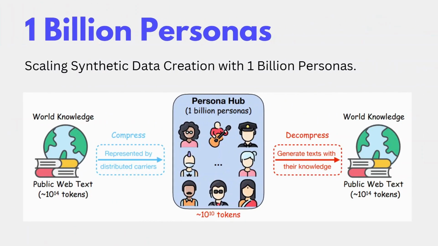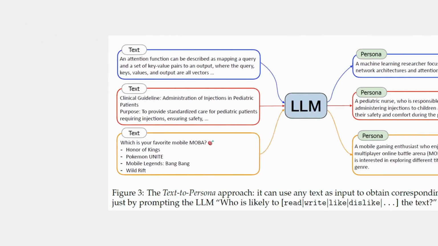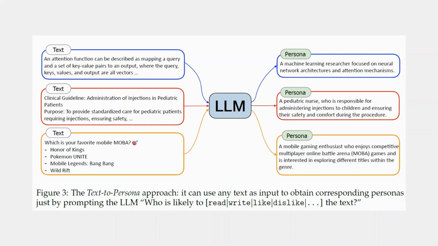The first one is scaling with 1 billion personas. In this paper, they have consolidated all the web data and created a billion kinds of people, which they call personas. They use two kinds of techniques to achieve this. The first one is text to persona, and the next is persona to persona. This could be very useful to generate data that includes 1 billion diverse perspectives. You need not include all of them, but only the ones relevant to your specific use case.